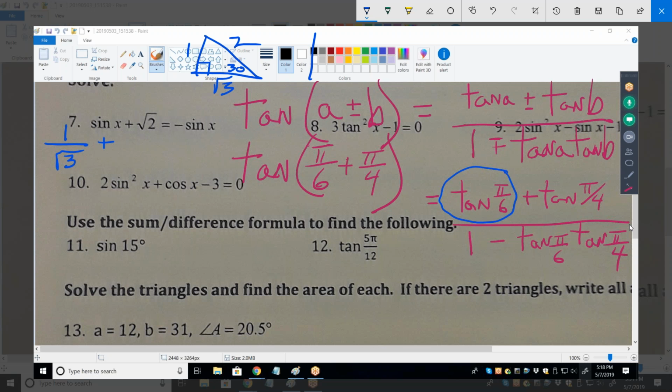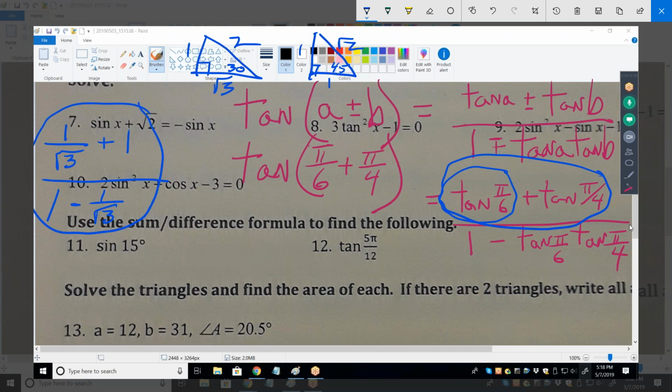Now, for the tangent of 45 degrees, you need this triangle, which is 1 and 1 and root 2. So what's the tan of 45? Is it just 1? Just 1. Okay, so that's the whole numerator: 1/√3 plus 1. Divide that by the denominator, which is 1 minus 1/√3 again, multiplied by 1, which I don't need to write. So I have that.